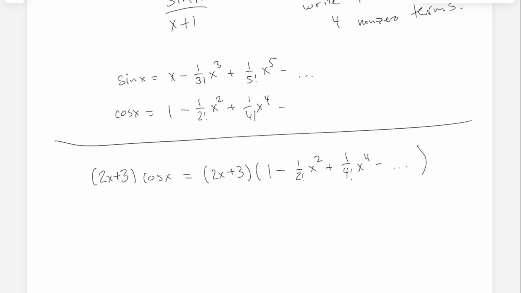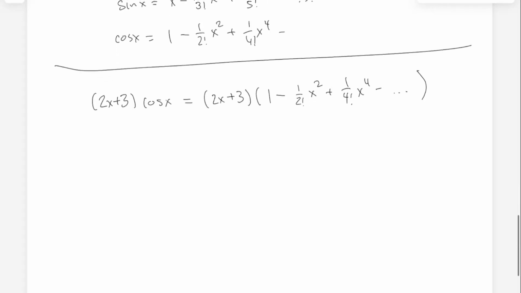Can we talk about these? I see not everybody is totally finished, but that's all right. So the cosine one, pretty much everybody worked out. You start like this, and then we just distribute.